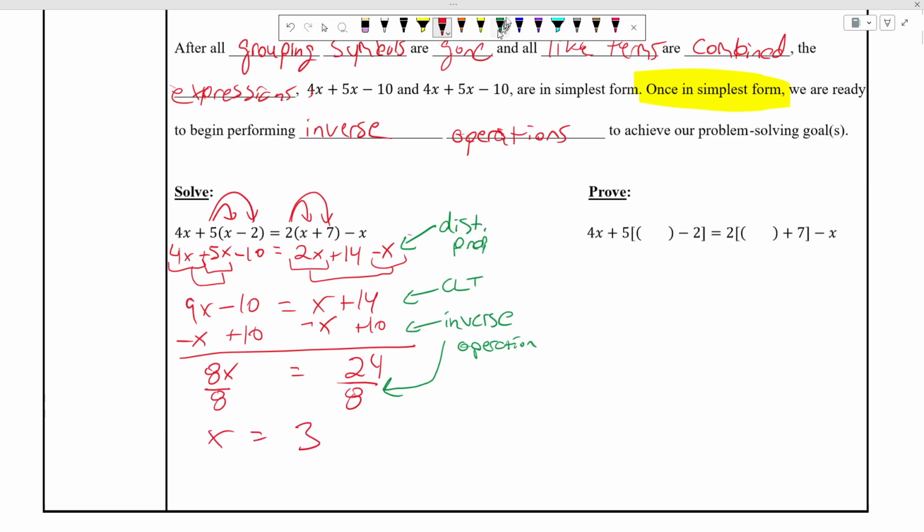Is that correct though? Is that correct? Well, we must prove, guys. We always prove everything we hypothesize. When we solve for a variable, it is simply a hypothesis until we prove it.